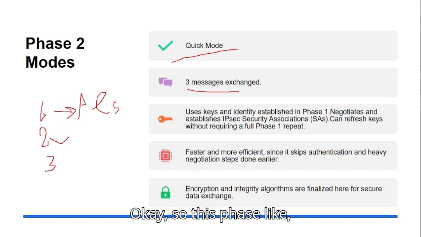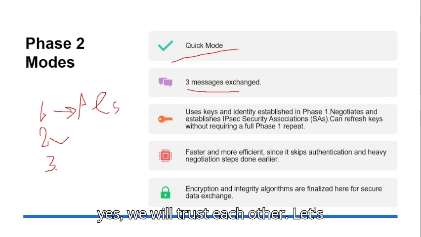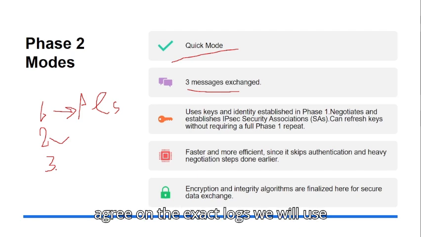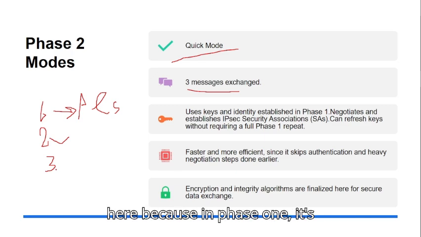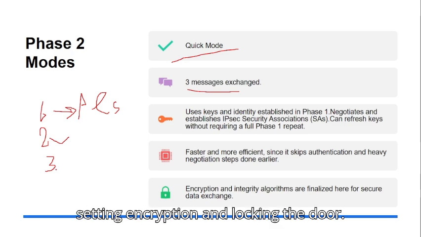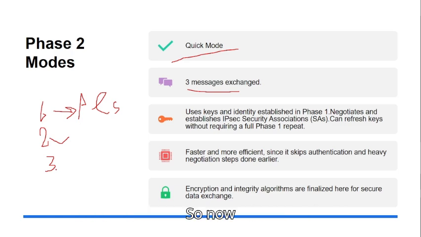So this phase is like saying, yes, we trust each other, let's agree on the exact locks we will use on this tunnel. There's no identity check here because in phase one, it's already done. Phase two is just about setting encryption and locking the door.